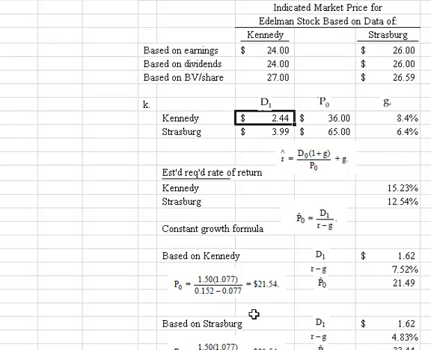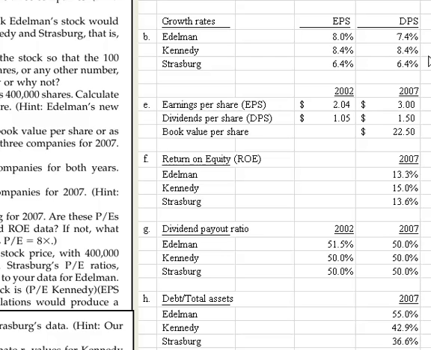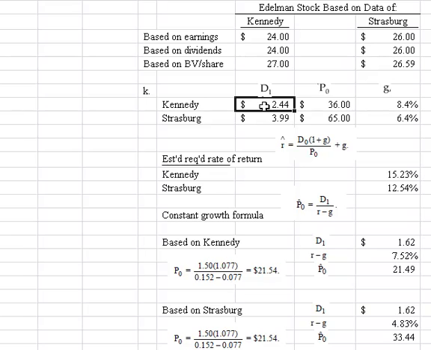If we slide up, I can show you where that value came from. Now I've slid back up to show you that on part B, we calculated the compound annual growth rate as 6.4 for dividends per share for Strasbourg. So we'll be doing the same thing with Kennedy using the 8.4. For the Kennedy D1, we take the dividend currently and multiply it times 1 plus the compound annual growth rate to come up with D1 for Kennedy. We use the same technique for Strasbourg, and N44 was D0, the dividend that we calculated for 2007.